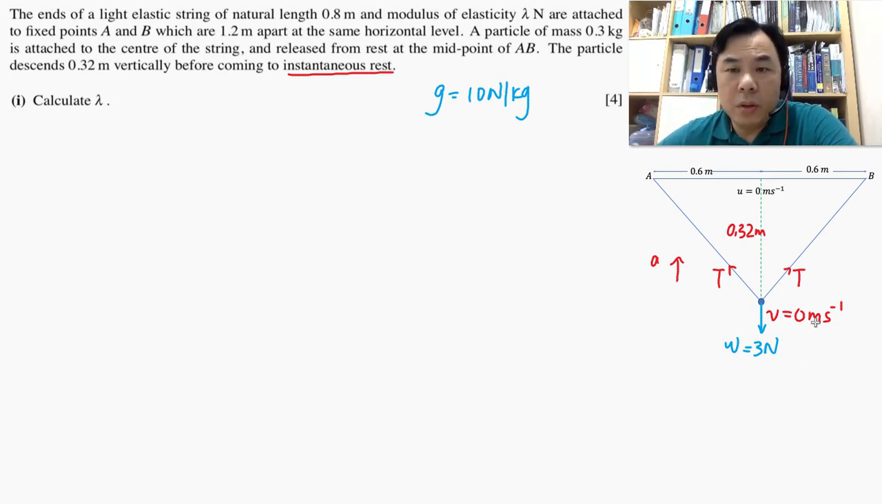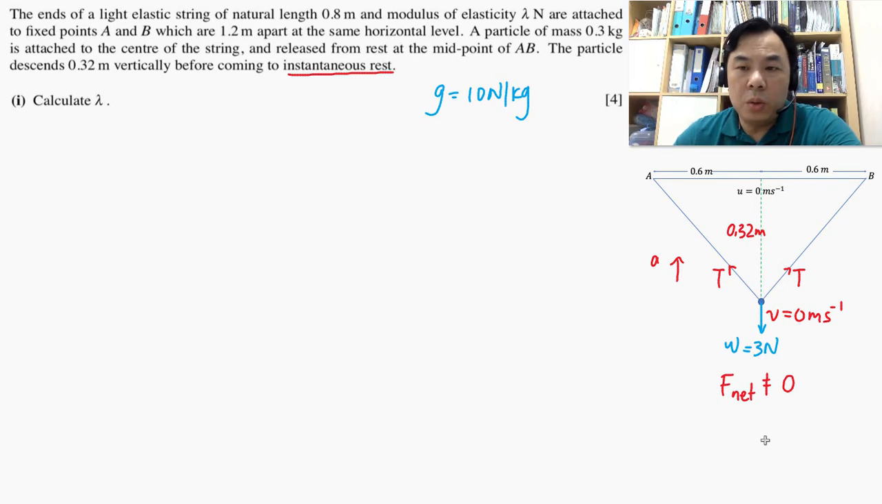Therefore, the net force is not equal to zero. So at this point, I'd like to stress the net force is not equal to zero. Therefore, we cannot assume that the upward force is the same as the downward force here, right? Now, because of this, the correct way or the easier way to solve this Hooke's law related scenario is by using conservation of energy here, right?